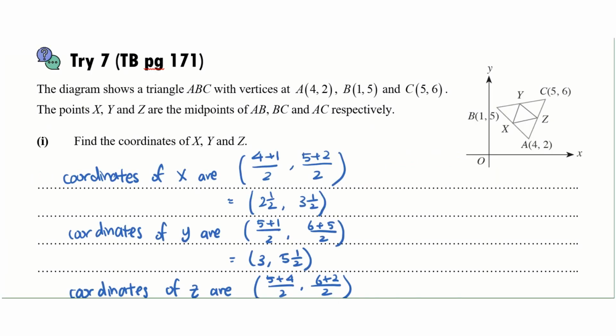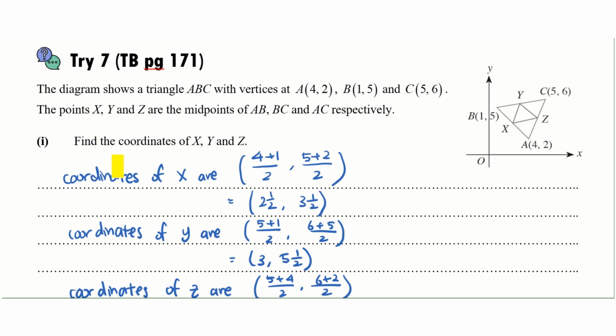Let us first take a look at Try 7 to practice using this midpoint formula. In this question, it shows you a diagram with a triangle ABC that has vertices A, B, and C. And then the points X, Y, and Z are actually the midpoints of AB, BC, and AC respectively. So in part 1, we want to find the coordinates of X, Y, and Z.